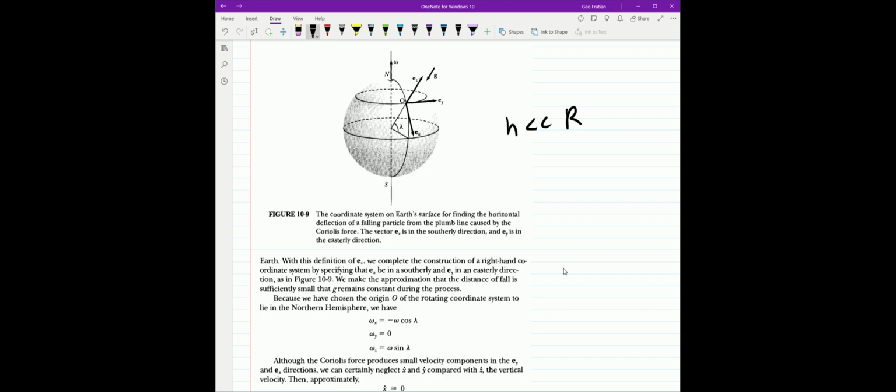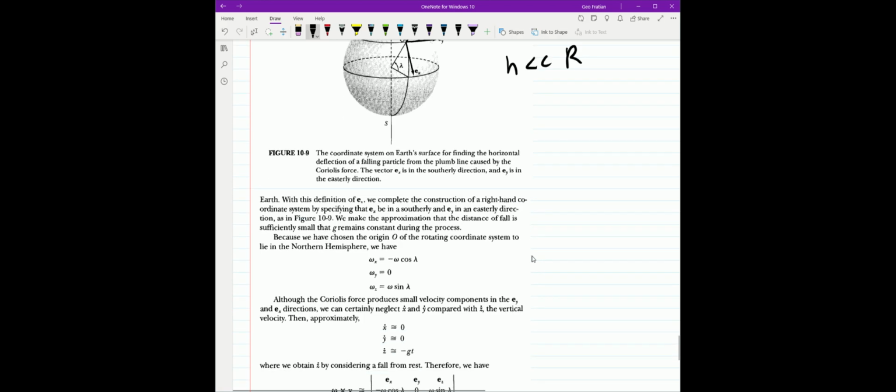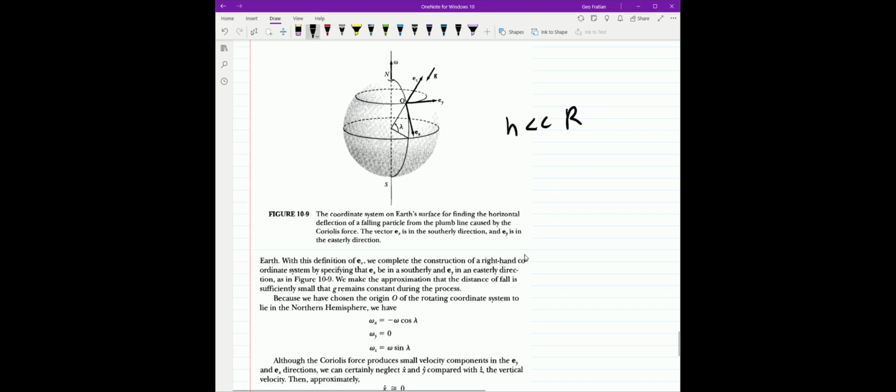Now I've chosen the origin of the rotating coordinate system to be in the northern hemisphere. So we have omega_x equal to negative omega cosine lambda, if we just look at this vector here. In the x direction we have omega cosine lambda, in the y direction they're perpendicular so it's 0, and then in the z direction we have sine lambda. Let me just draw it out so I know it makes sense. Omega e_z, like so. This right here would be lambda.